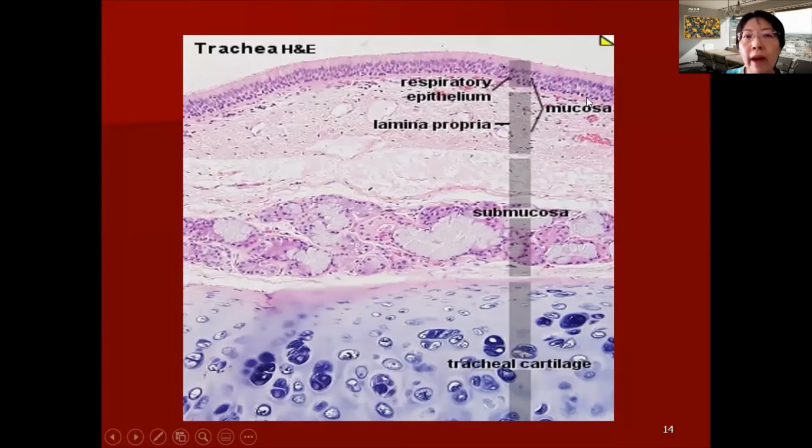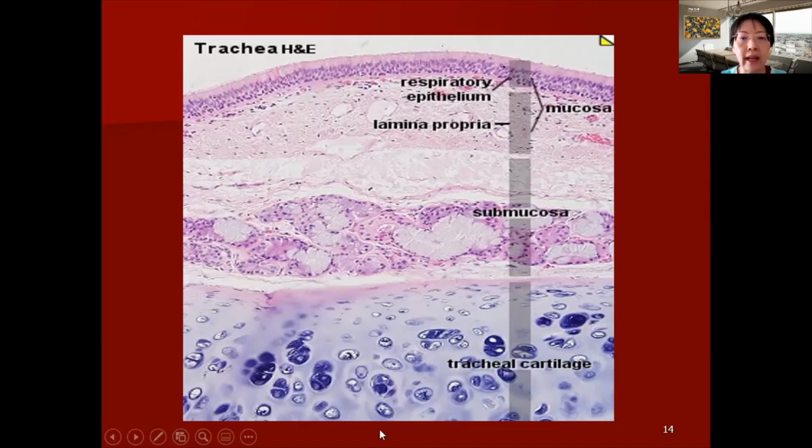So pseudo-stratified, right? Cilia is not clear here. And then these are the mucous glands. Remember when I draw the mucous gland, it looks like the alveolar sac, but you cannot find alveolar sac in the wall of the trachea. So therefore, it must be the mucous glands. These are the connective tissue. This one could be the blood vessel because you see this nucleus is flat and elongated, okay?